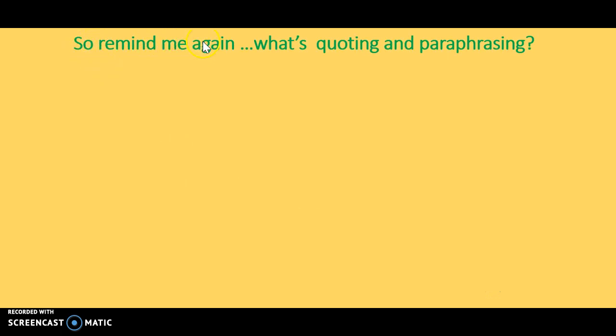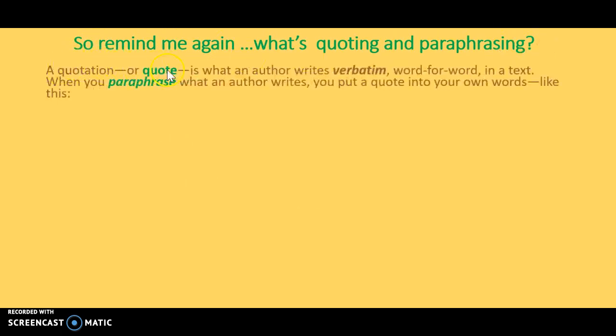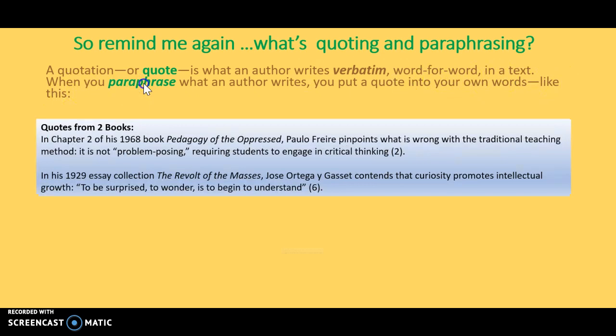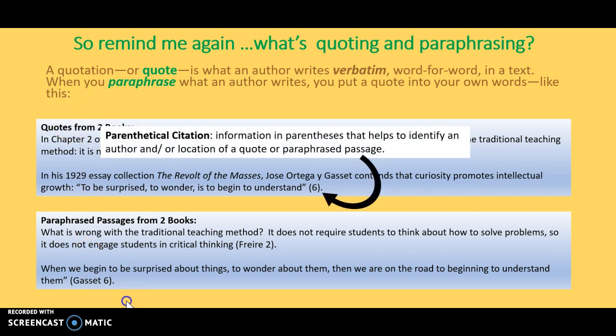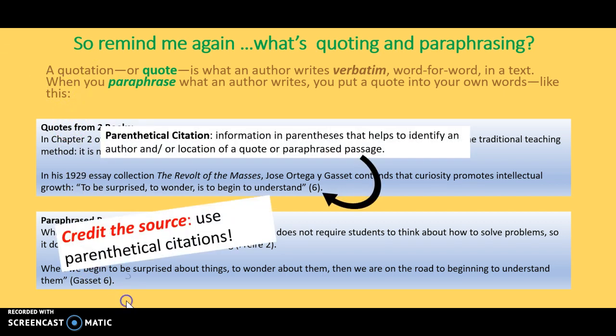So remind me again, what's quoting and paraphrasing? A quotation or quote is what an author writes verbatim, word for word in a text. When you paraphrase what an author writes, you put a quote into your own words like this. And again, I'm going to ask you to pause the video because we are pressed for time and read how I've turned these quotes from 2 books into paraphrased passages. And I have information here to help you about the citations.